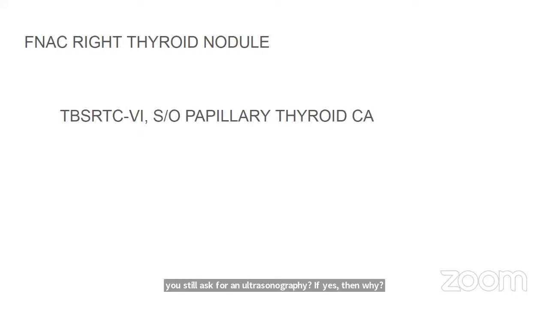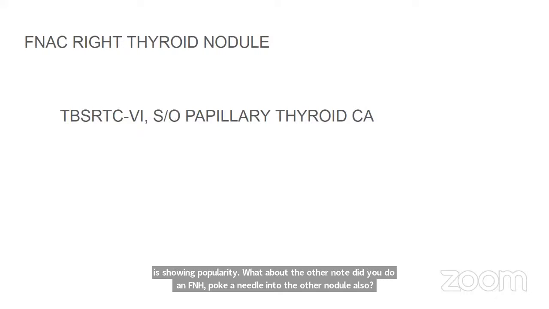To characterize the nodule, ultrasound will be better, sir. What is better in the ultrasound? The nodule's characteristics, sir. As I said, the composition, shape, margin, echogenicity, and all. Yeah, echogenicity, that's the reason. Always get an ultrasonography in a thyroid nodule, and for grading into TI-RADS 1 to 5. Now you have done an FNAC. FNAC is showing papillary carcinoma. What about the other nodule? Did you do an FNAC, poke a needle into the other nodule also? No, sir. We have done FNA from the right side nodule.